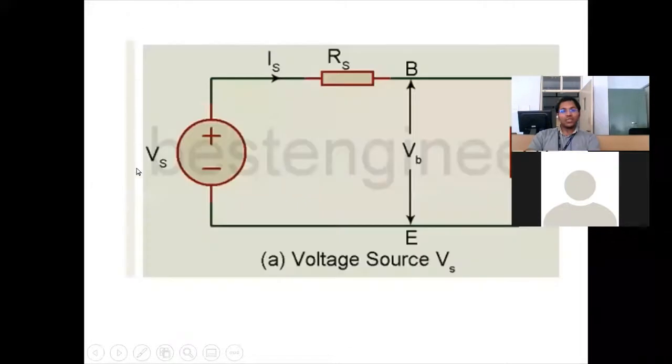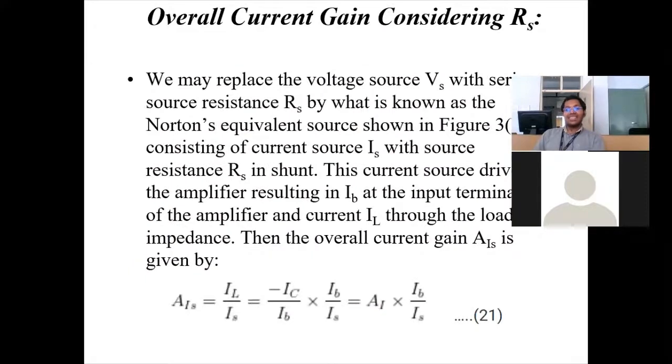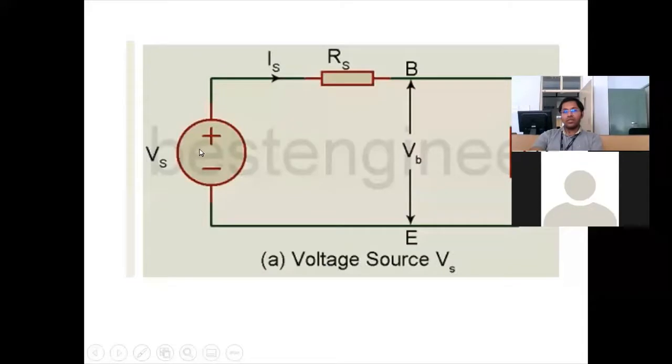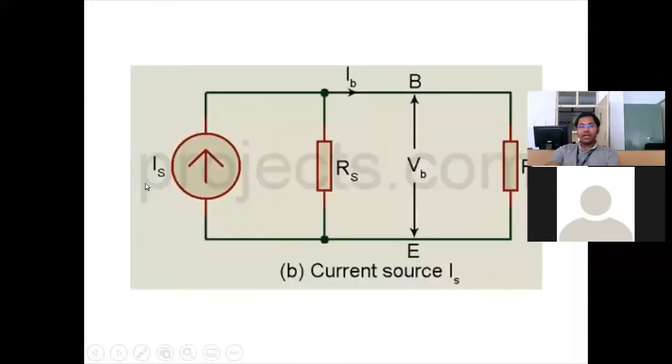The source, which is a voltage source in series with the resistance, we have considered its equivalent as a current source in parallel with the resistance. This is called source transformation. What does source transformation tell? A voltage source in series with a resistance can be replaced by a current source in parallel with the resistance. Only these two components, the voltage source in series with the resistance, you can replace by a current source in parallel with the resistance.